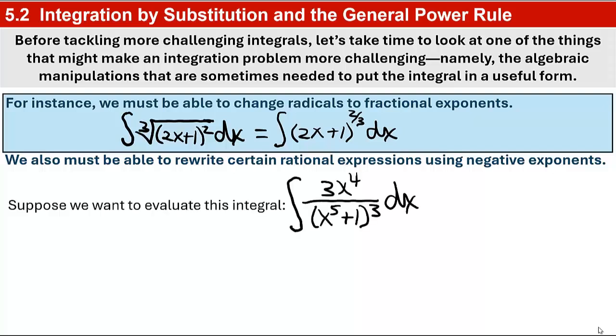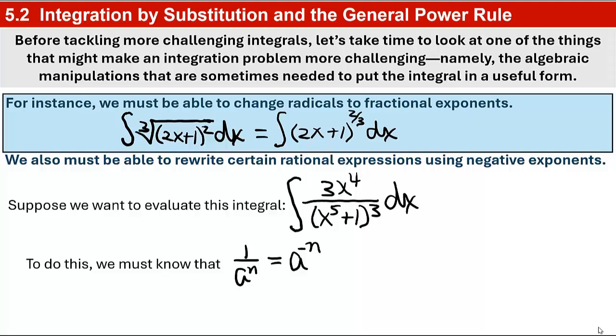For example, if you had a fractional integrand like this, that quantity x to the 5th plus 1 raised to the 3rd power in the denominator needs to be rewritten at some point before you can deal with it using our integration formula. Namely, you need to change that power of 3 in the denominator to a negative exponent using the property that 1 over a to the n power is a to the minus n.